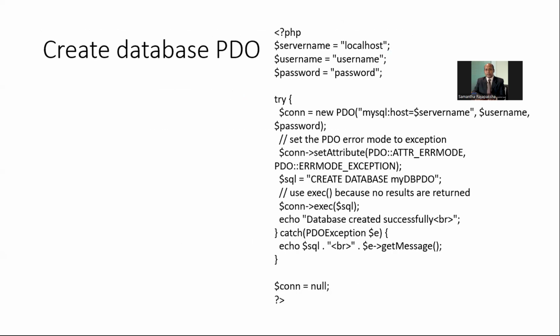Then this is the way you can create the database the PDO way. In that case, you have to give the server name, username, and password, create the connection, and then set the attributes for the connection. And then you can run the SQL statement. So this SQL statement, create database name, using this through the connection string, you can execute the SQL statement to create a database. Create database name. So this will be executed and create a database.